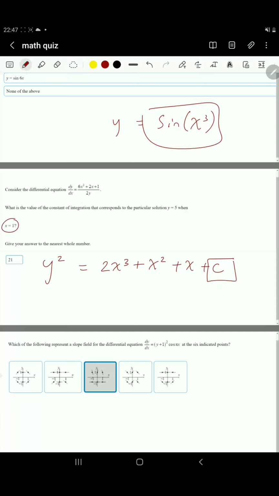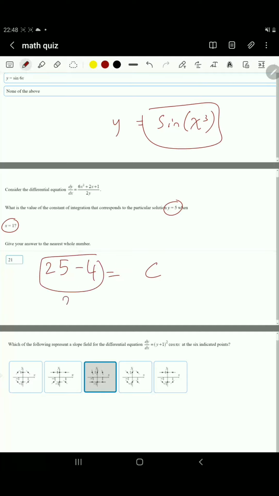Let's put in the initial conditions. When x is 1, y is 5. 5 squared is 25. 1 cubed is 1. 1 squared is 1. 2 plus 1 plus 1 is 4. So 4 plus c is equal to 25. So you take this to this side, you get that c is equal to 25 minus 4. 25 minus 4 is 21.